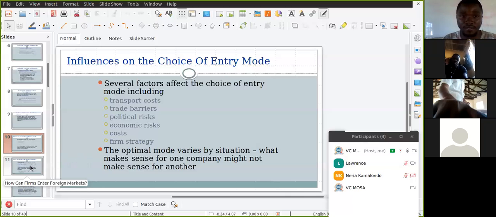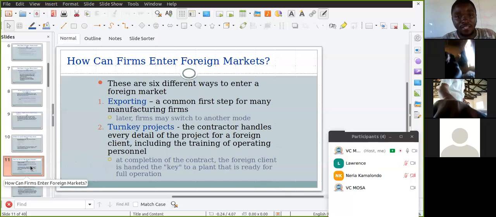Slide number 11. How can firms enter foreign markets? These are 6 different ways to enter foreign markets. So we've got exporting, a common first step for many manufacturing firms. You know, exporting is just moving goods and services from a domestic economy to your target foreign economy where you established your firm.